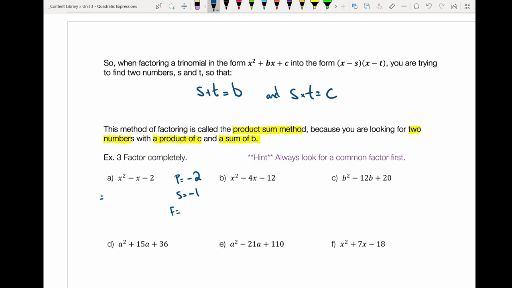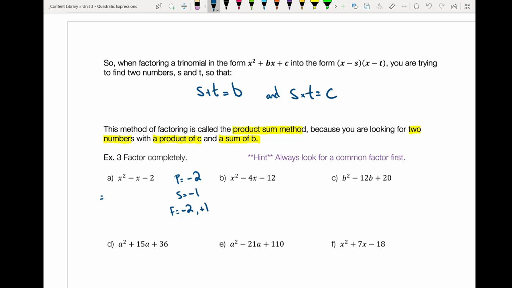So my two factors that will do that, what two numbers multiply to negative 2 and add to negative 1? Well, in this case, it's going to be negative 2 and positive 1. The only numbers that can multiply to 2 are 2 and 1, and then we have to worry about getting the correct signs. So we have either a negative 2 and a positive 1 or a negative 1 and a positive 2.